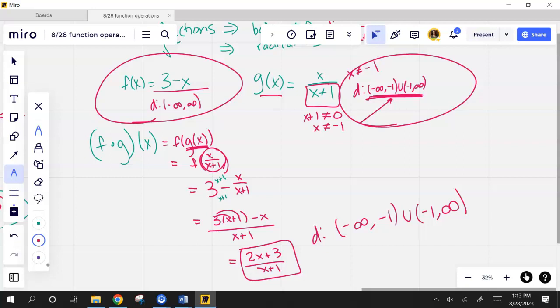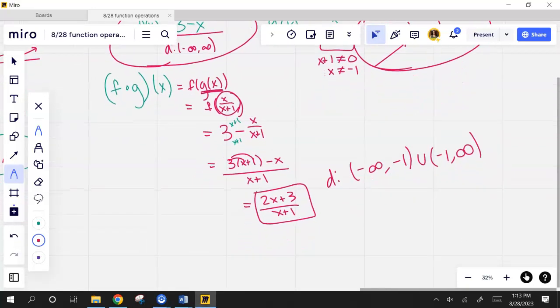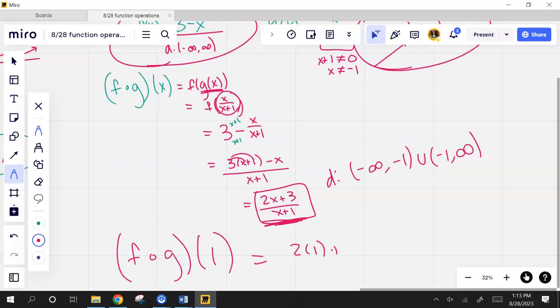What if I put a number in here? What if I said, what is f of g of 1? You just put 1 in for x. So you could do it either way. Now that I've got this combined this way, I could just say 2 times 1 plus 3 over 1 plus 1. Okay? But if I hadn't already gone through all that, yeah.